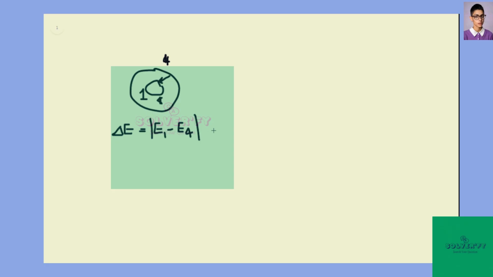Okay, and now this energy will be taken over by the photon which is emitted. The energy of the photon we know is always given as h into f.